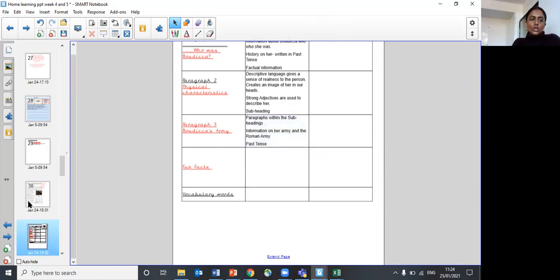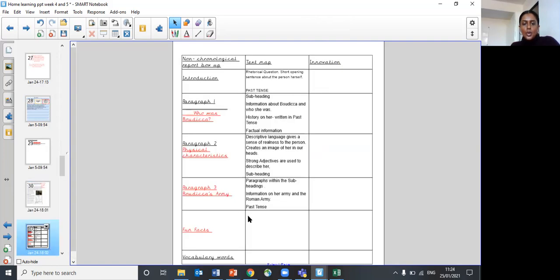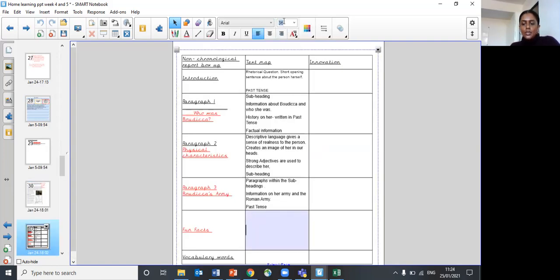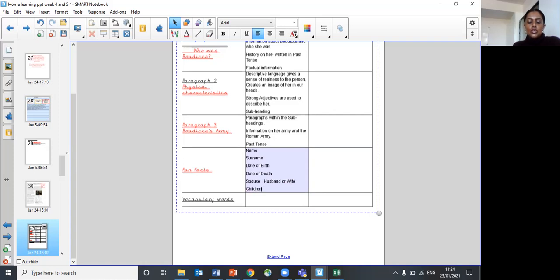Then we also move on to the fun facts. We've got some fast facts or fun facts about Boudica. We've got where she was born, when she died, other names, her occupation, and her partners. Underneath fun facts of a person that you write about, you might have their name, their surname, their date of birth, if they're not alive anymore, date of death, and their spouse, meaning their husband or wife, and maybe possibly their children as well.